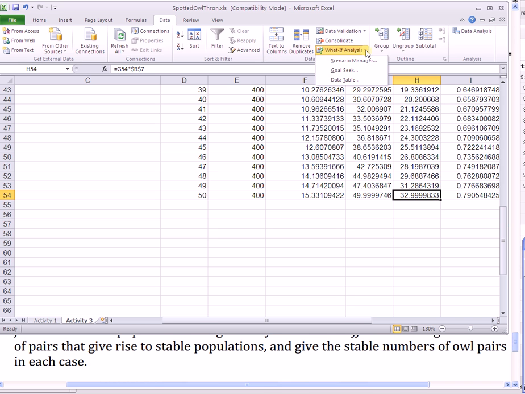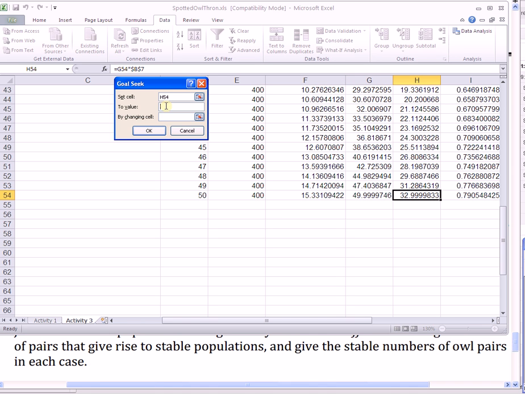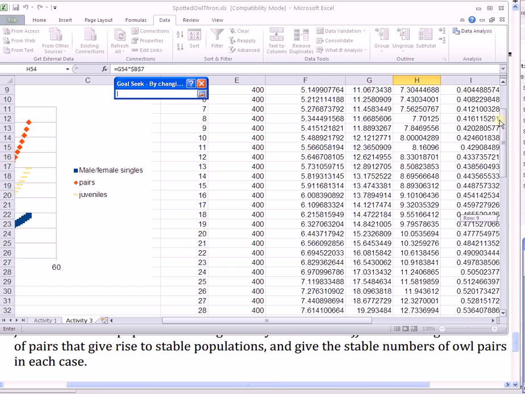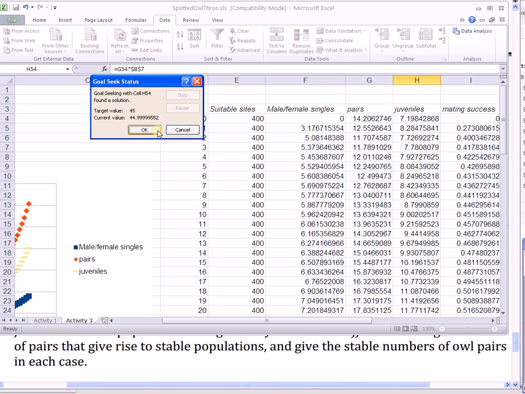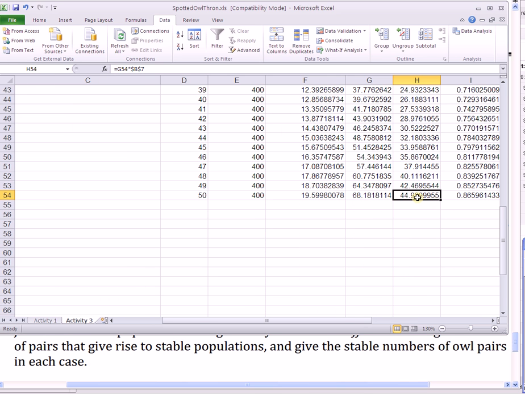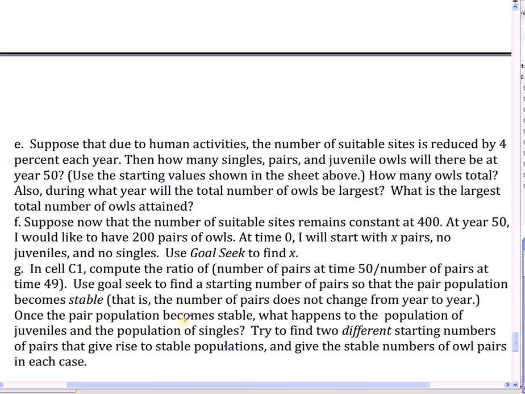Right? We go up to here to what if analysis. So I'll go to goal seek. And I would like that value to be 45. And suppose I want to get the 45 by changing the number of juveniles at the start. So I want to add a certain number of juveniles at the start to guarantee I'll have 45 juveniles at the finish. So I'll press OK here. And it found a solution. It turns out if I add 7.19 juveniles at time 0, then if I go down here, I'll have 45 juveniles at time 50. Okay, so that's how you use goal seek. You can use that for part G and also for part F.